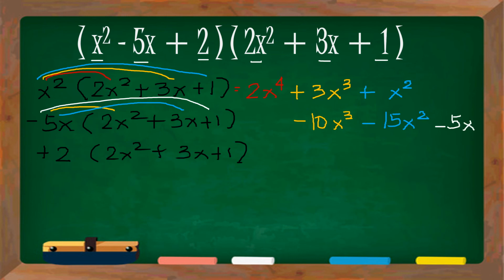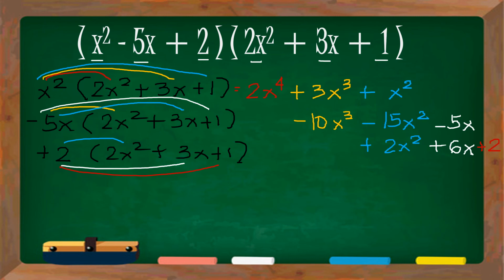Okay, doon tayo sa last pairs. So, we have positive 2 times the first term, 2x squared. So, we have positive 2x to the second power. Okay, pag tinignan nyo, pare-pareho yung ating exponent and variable, yung mga magkakatapat. Next, we have positive 2 times the second term, 3x. So, positive times positive is positive. 2 times 3 is 6. Then, copy the variable x. And the last term is positive 2 times positive 1. So, we have positive 2. Okay, sana nakikita po yung sinulat ko sa dulo.